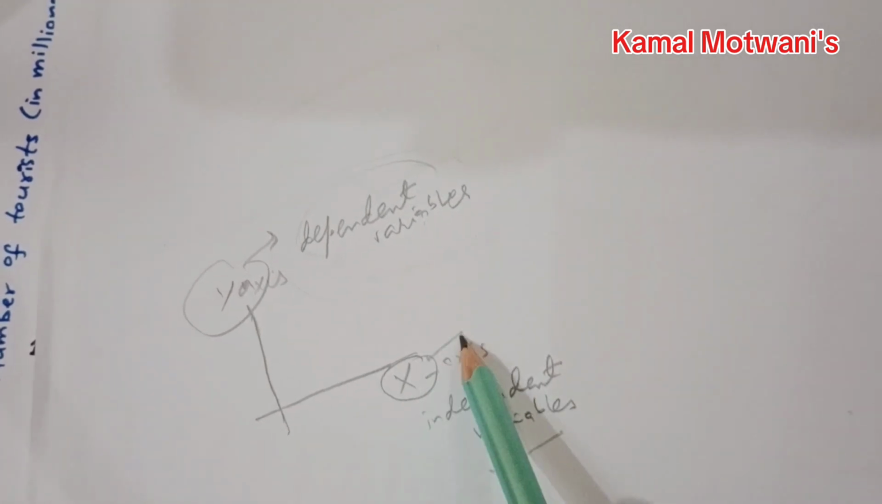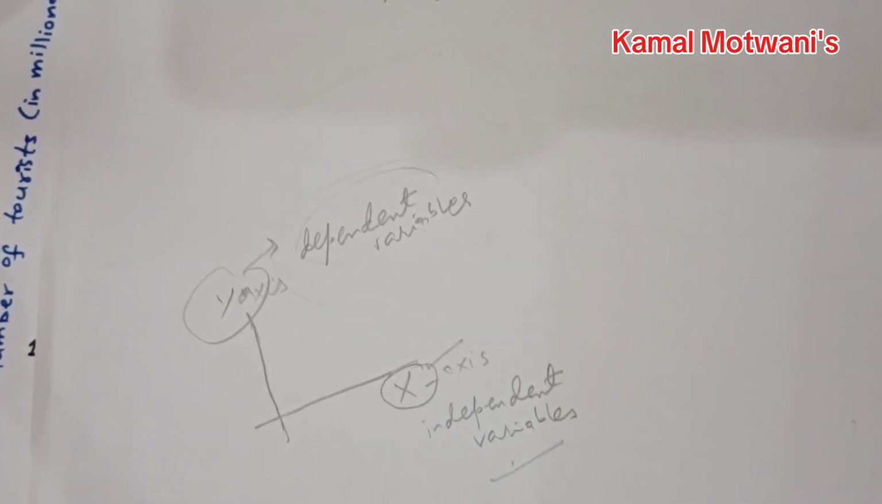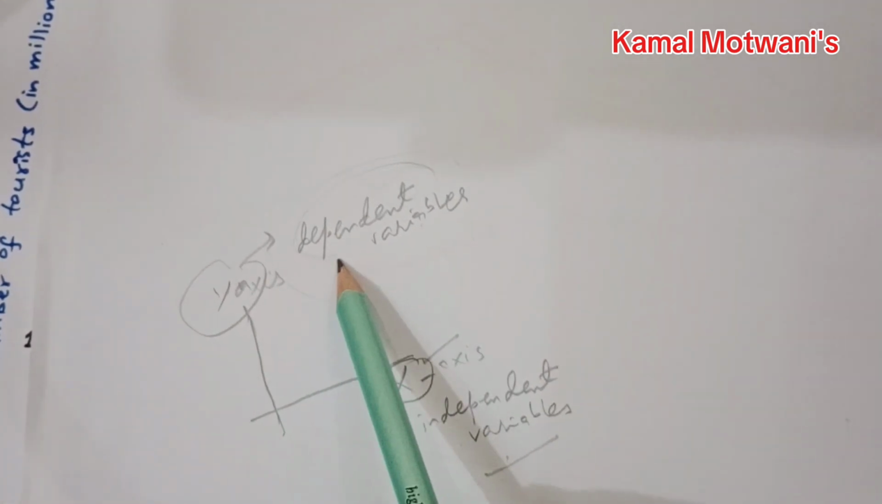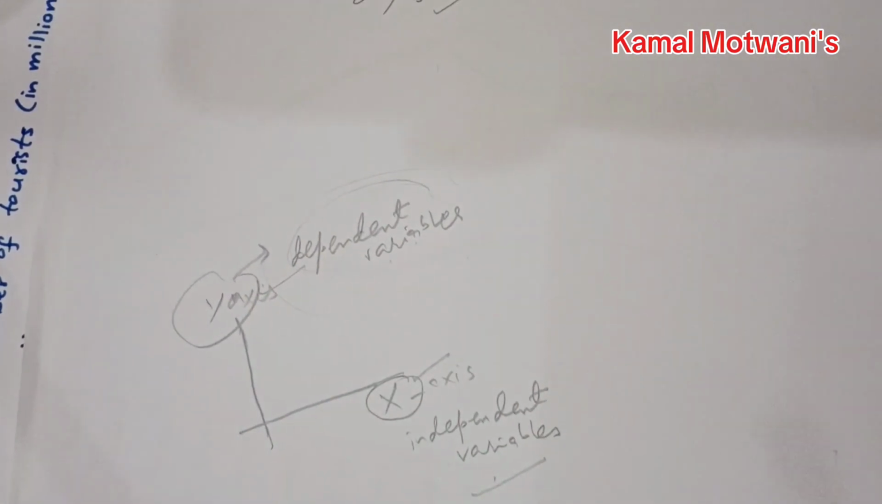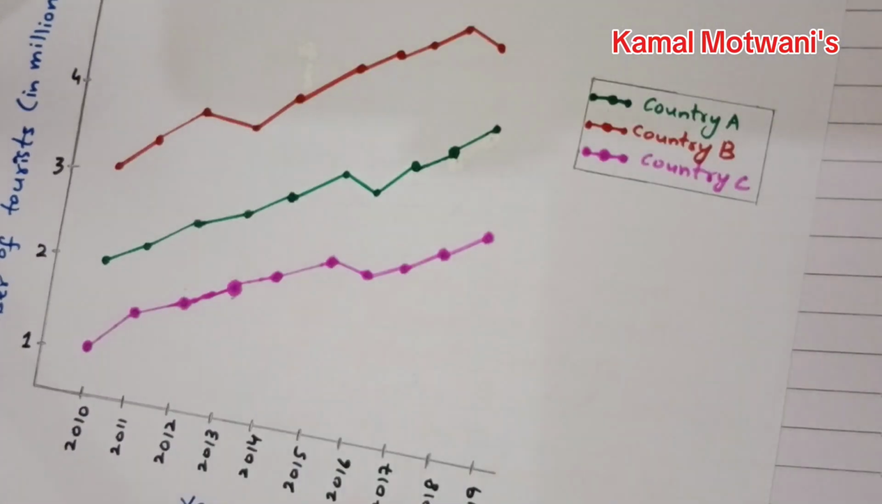So these are fixed, they can go in certain sequence, but these can vary. The dependent variables can come down and sometimes go up, so it can vary. Let's now implement this information on the line graph that is given to us by the examiner.